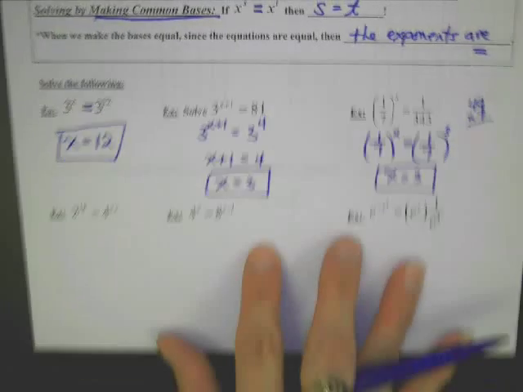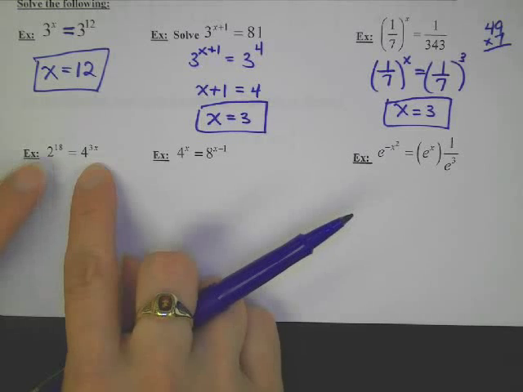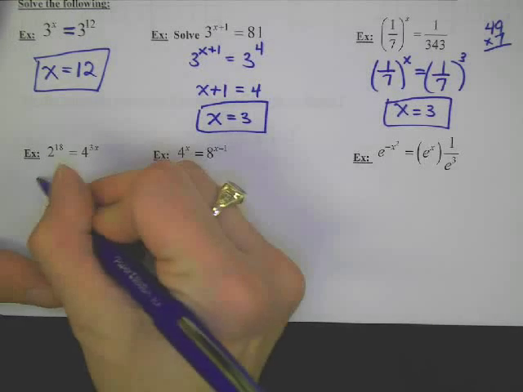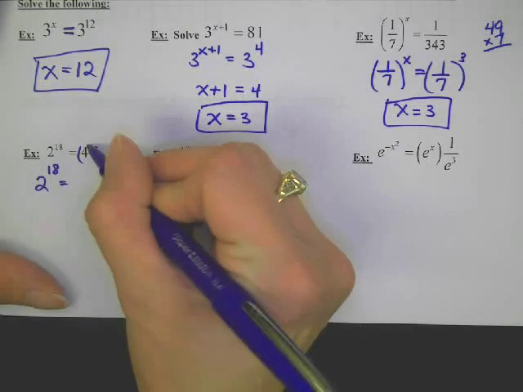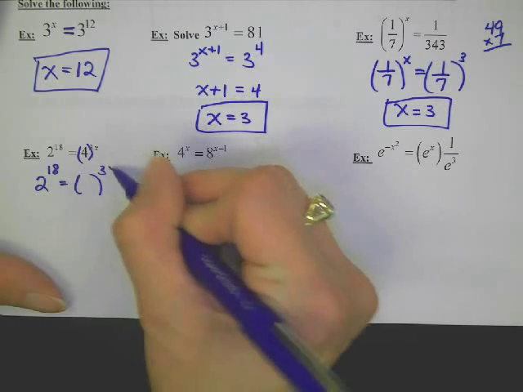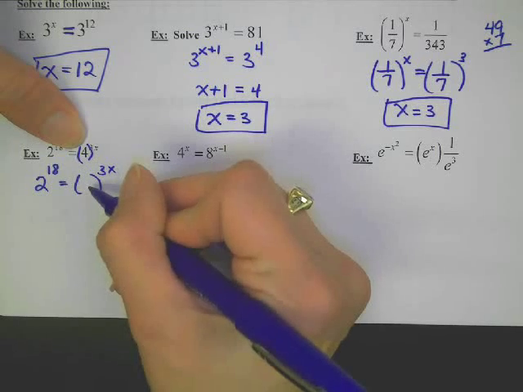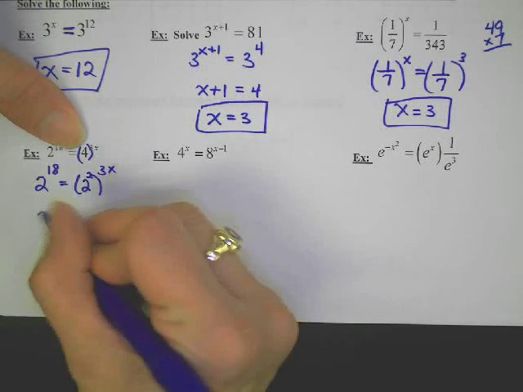We're going to make some more common bases here. The common base between 2 and 4 is 2. You always go smaller. So I've got a 2 to the power of 18 on the left. I'm going to put parentheses around the 4. I'm going to change those parentheses. So the stuff inside the parentheses used to be a 4, and now the expression is going to be 2 squared. Okay, I'm close. At least I've got 2's.